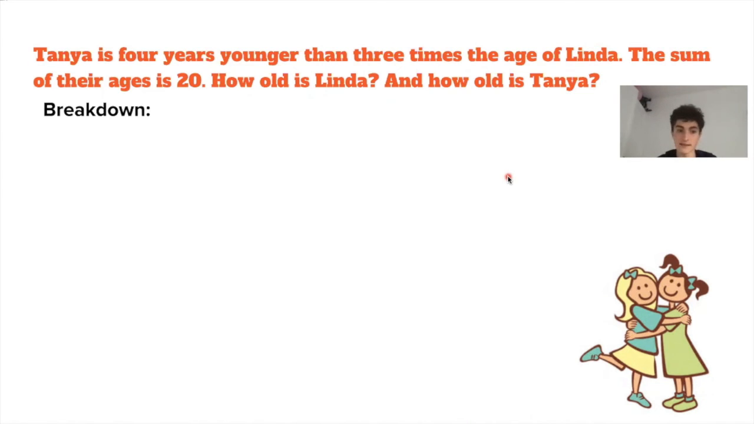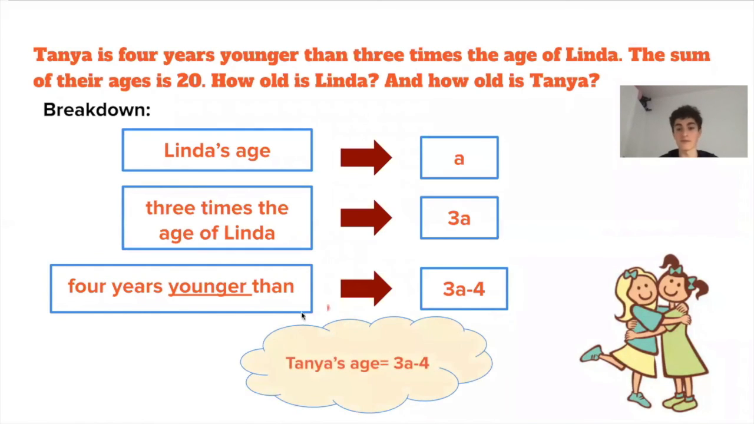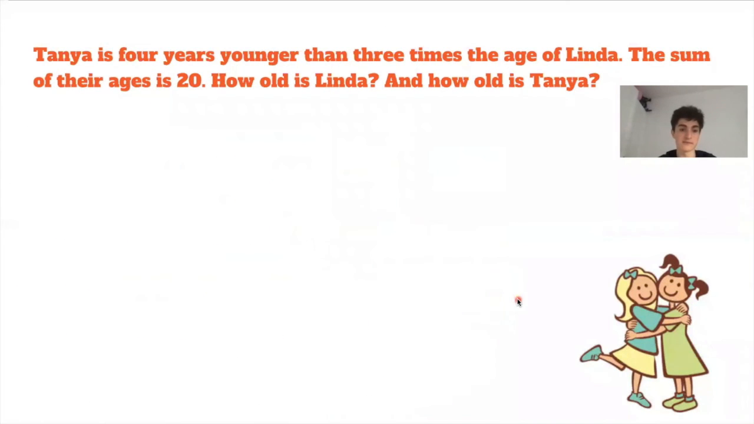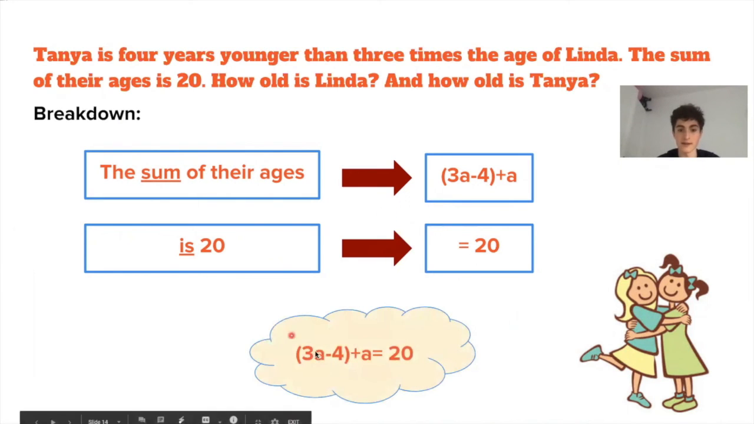So let's set Linda's age to the variable a. 3 times the age of Linda tells us that 3 can be multiplied into a, and 4 years younger than 3 times the age of Linda means that we're going to be subtracting 4 from 3a. So now we have an expression for Tanya's age, which is 3a minus 4. The second part of the problem says that the sum of their ages is 20. The word sum tells us that Tanya's age and Linda's age are going to add up to be 20 years. So now we can set up our equation. 3a minus 4 plus a equals 20.